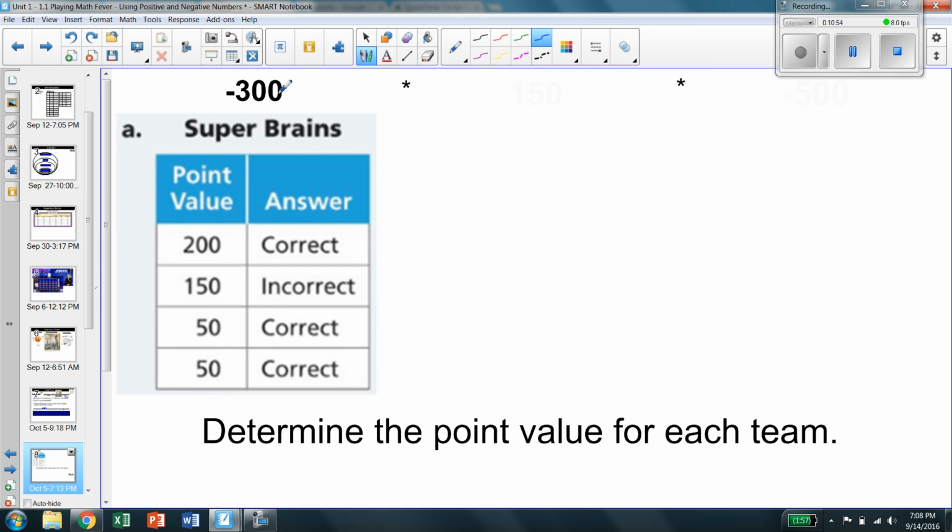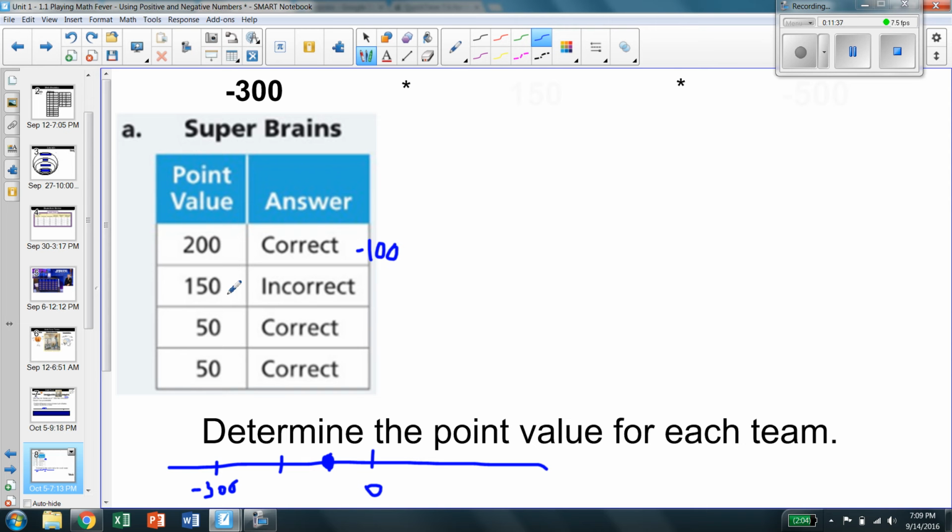So if they're at negative 300, and they get 200 points correct, they're moving 200 points closer towards a positive value. Again, a number line helps with this idea. They're at negative 300 here. If they get 200 points correct, that moves them from negative 300 to negative 200 to negative 100. That's where they are right now.